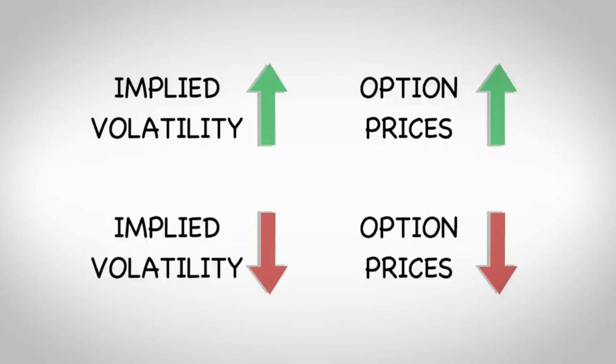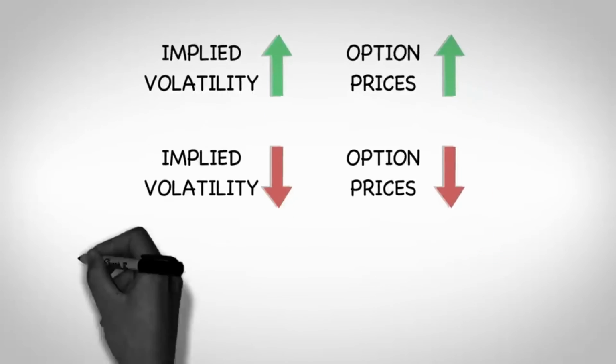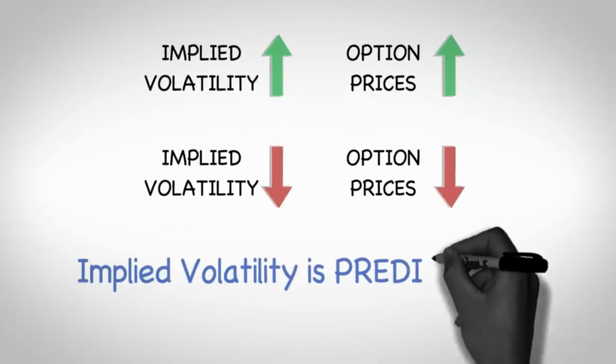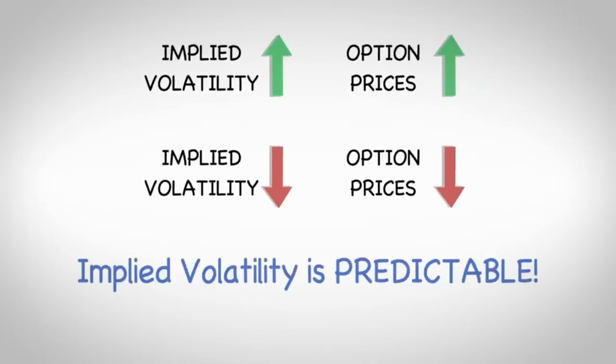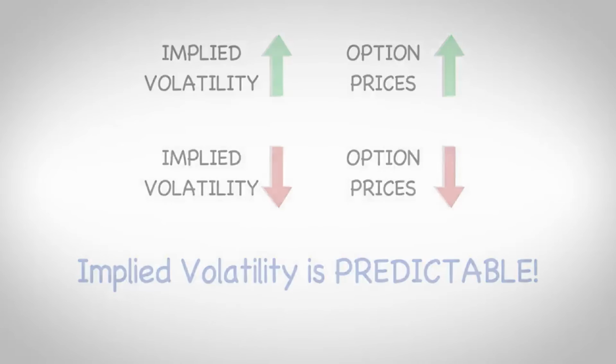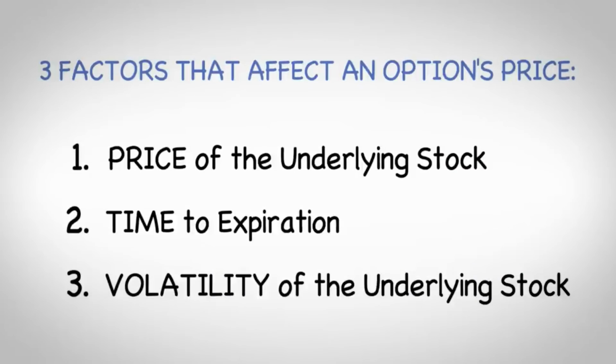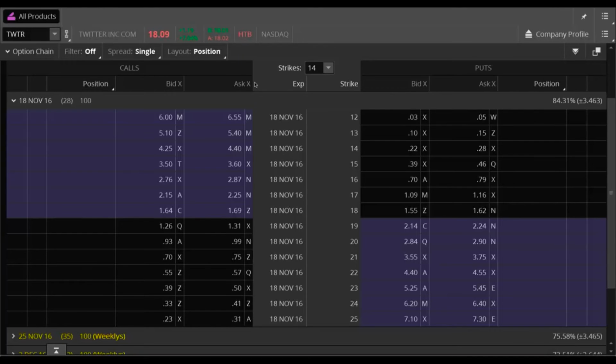This is a huge part of our trading strategy, because implied volatility is actually very predictable, whereas stock prices aren't that predictable. So, alright guys, that's it. Those are the 3 factors that affect an options price. Now let's check out some real examples to see if we can put what you've learned so far into practice.